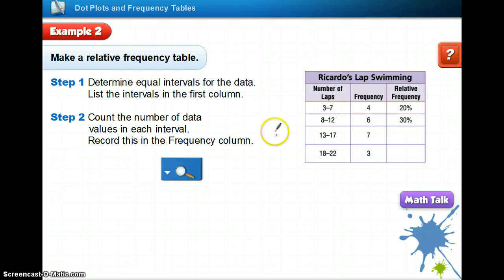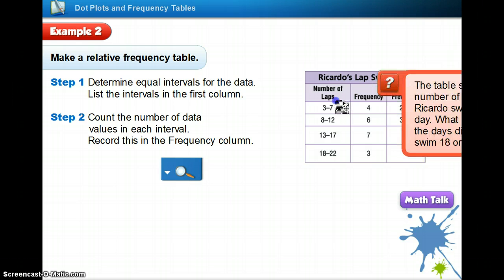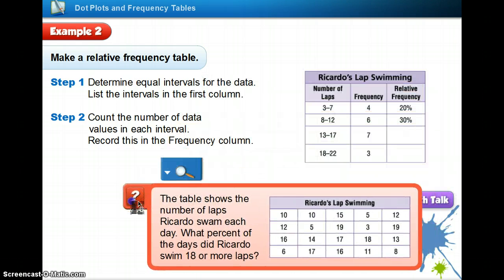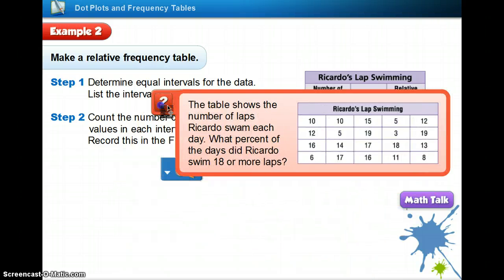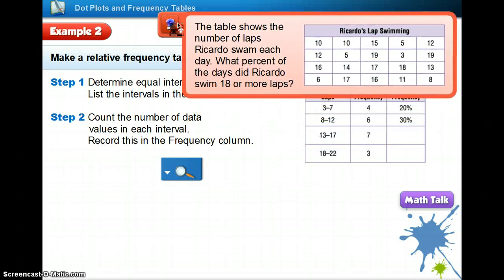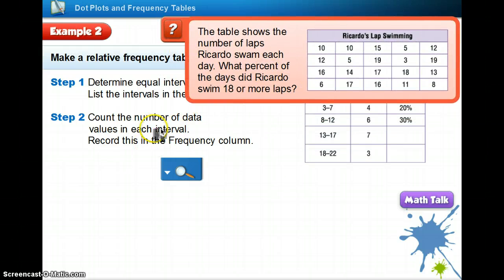So moving on to the second example, a relative frequency table. This is where we're going to find the percentages. The relative frequency is the percentages. So if we look at this question, it says, the table shows the number of laps Ricardo swam each day. What percent of the days did Ricardo swim 18 or more laps? So keeping the table here, we're going to count the number.